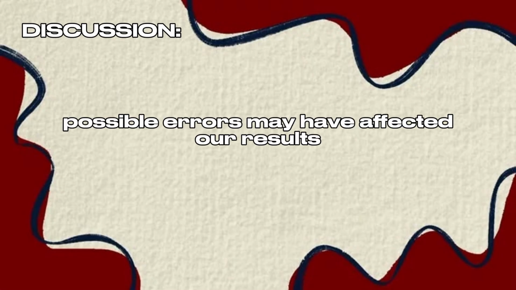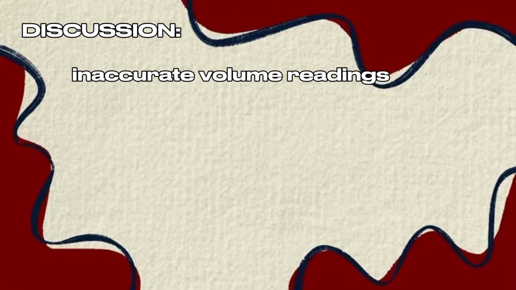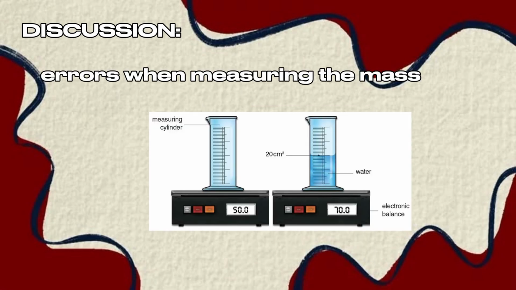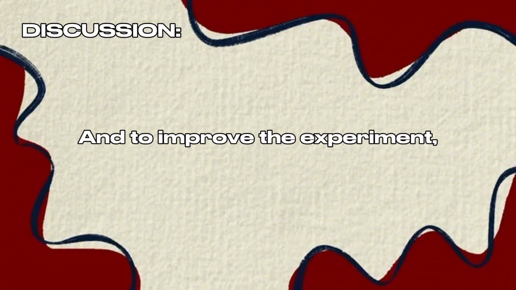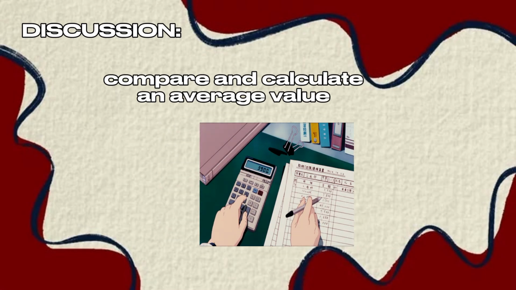However, possible errors may have affected our results. For example, inaccurate volume readings, not placing the cup at eye level, or errors when measuring the mass may affect the calculated density. To improve the experiment, we can repeat it several times and calculate an average value.